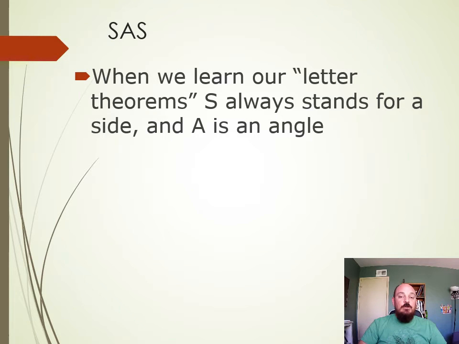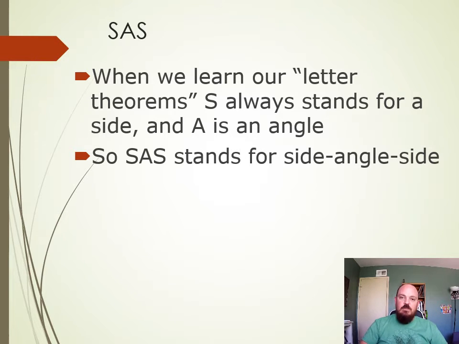Every time we learn one of these letter theorems, we already know that S stands for side, while A stands for angle. So when we say SAS, we're really talking about side, angle, side. And that's the name of this theorem, side, angle, side. And what it says is if side, angle, side of one triangle is the same as side, angle, side of another triangle, then those triangles are congruent. So like yesterday we said if three sides are the same as three sides, the triangles are congruent. Now we have the same thing, but it's two sides and one angle.